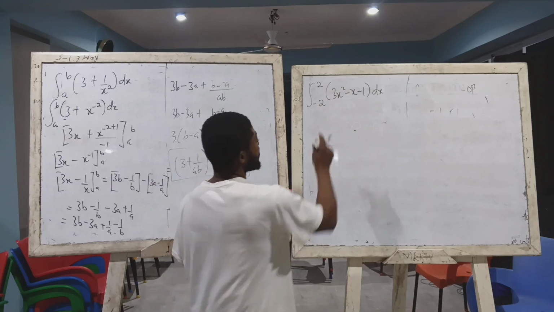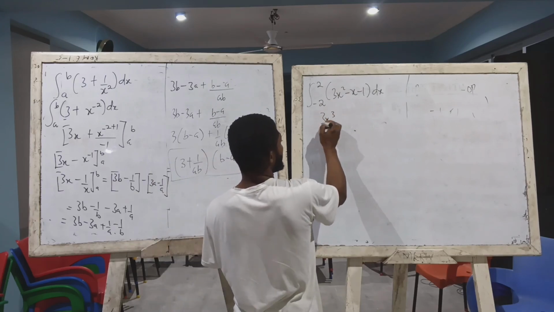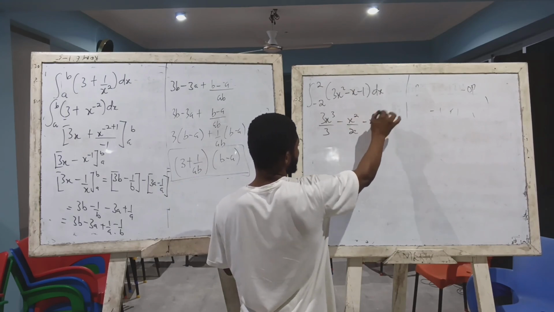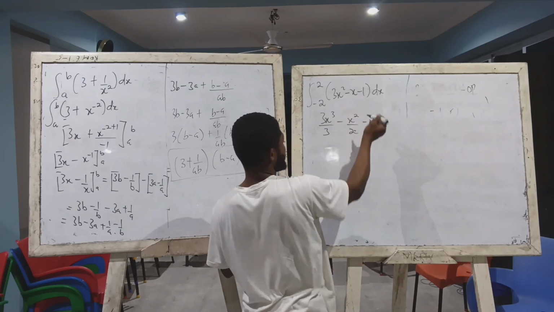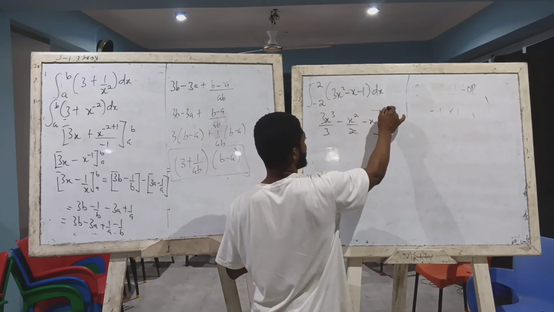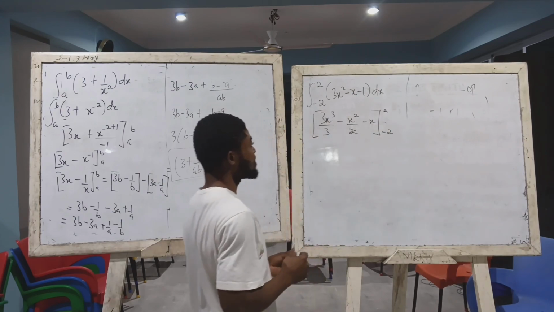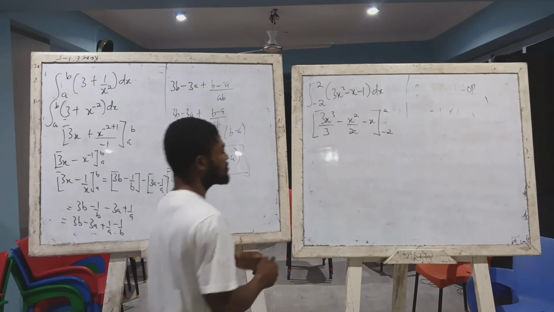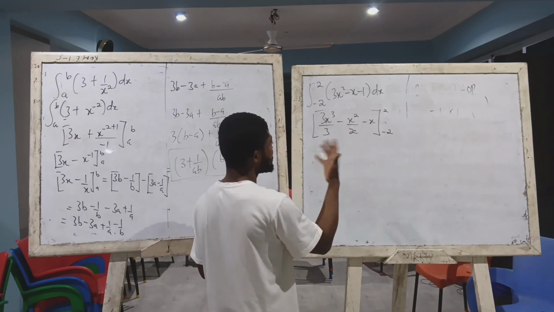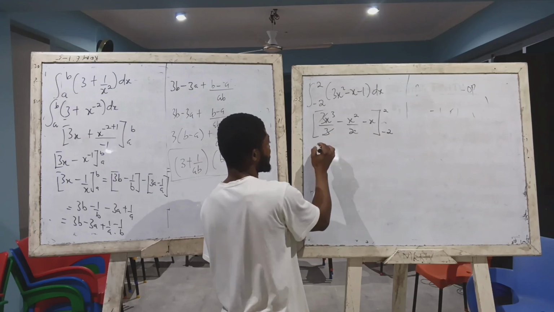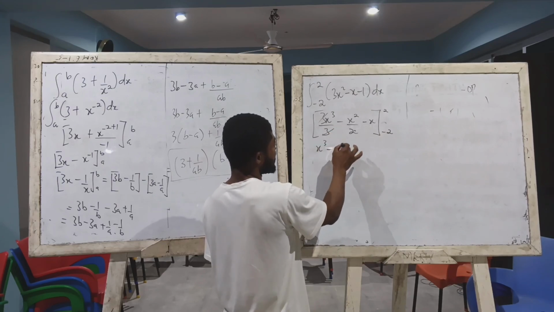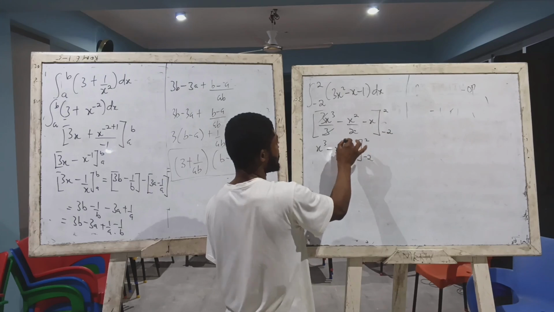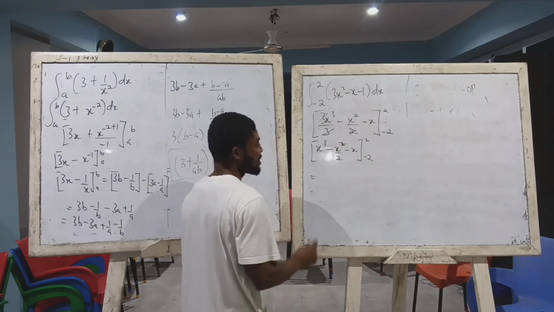Go straight forward. Integrate this: 3x power 3 all over 3, minus x power 2 all over 2, minus x, which is the new power, from negative 2 to positive 2. And so we have this situation here. Alright, so right from here we try to see if we can cancel some things out. 3 here, x power 3 minus x squared on 2 minus x, from negative 2 to positive 2. That's the limit of integration.